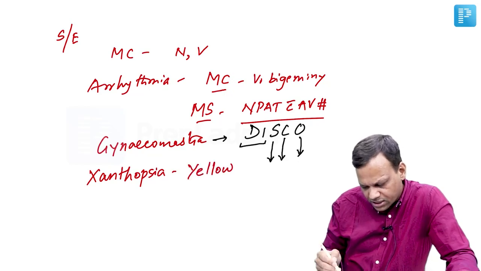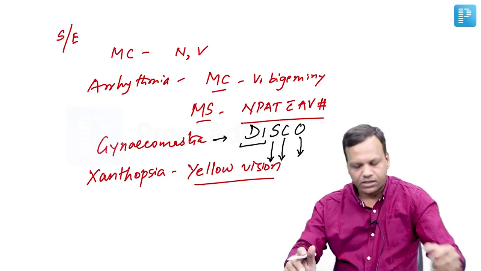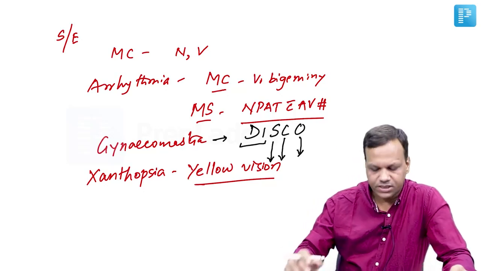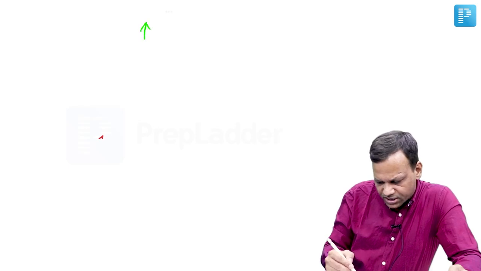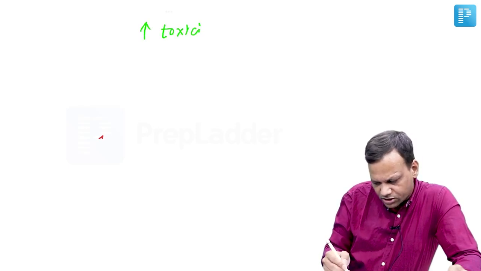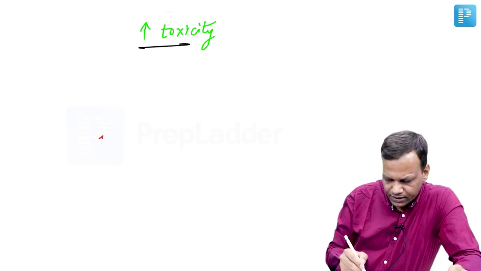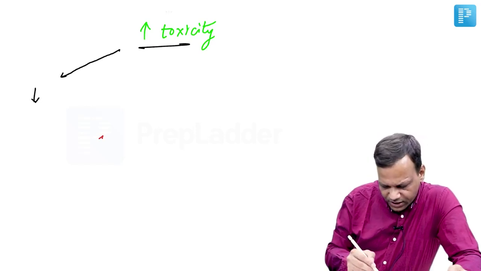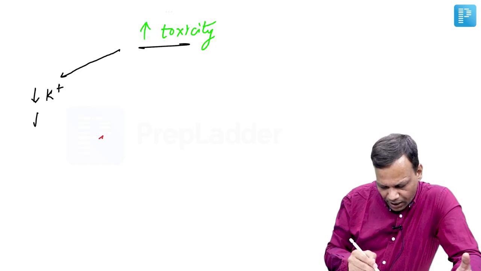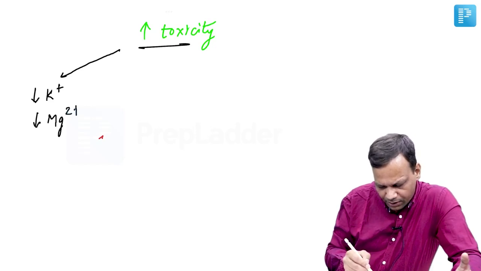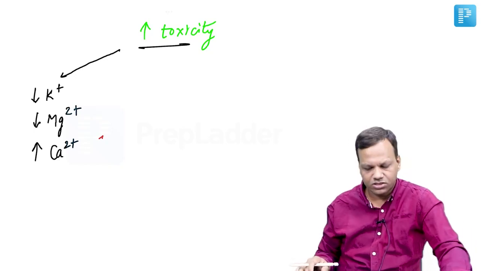Normally, it causes in the beginning non-specific visual defects, but gradually it turns toward yellow vision or xanthopsia. These are the major side effects. Now coming to the main factors which increase the risk of toxicity of digoxin. Digoxin toxicity is likely in three conditions. One is electrolyte imbalance, like hypokalemia, hypomagnesemia, or hypercalcemia. These factors increase the risk of digoxin toxicity.